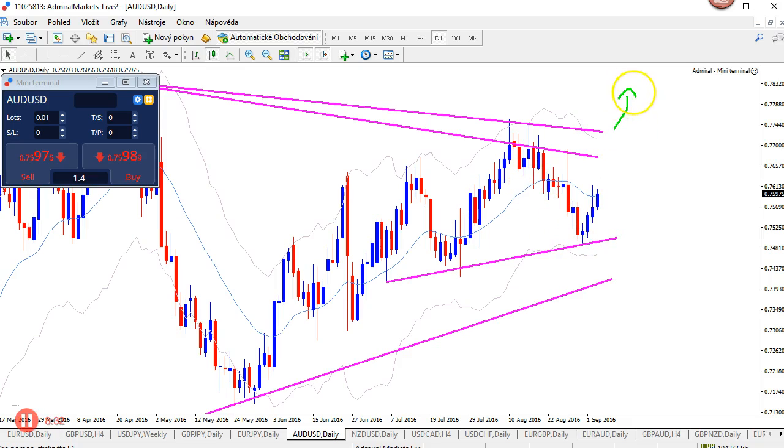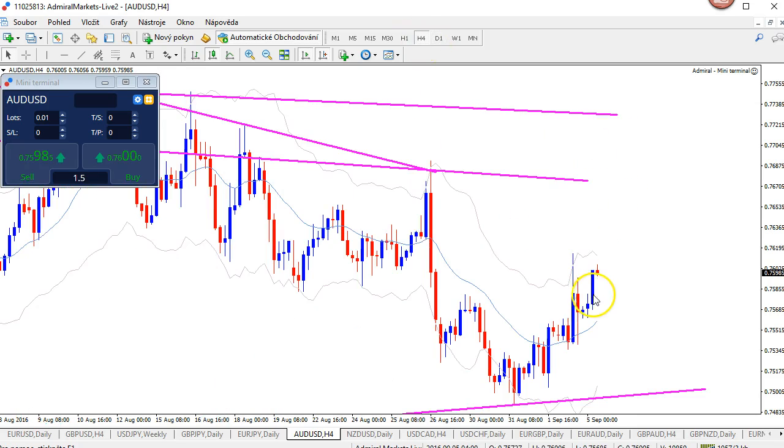The break here would be required for a bullish breakout, the break here for a bearish breakout, and here we have kind of buffer zones where we're basically in a break or bounce spot. At the moment, price is actually right in the middle, so not very appealing to trade, in my opinion.